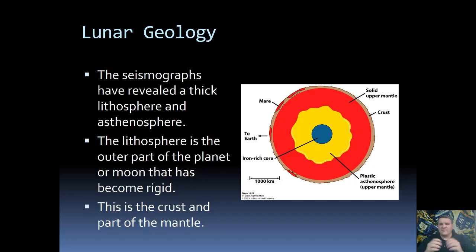The seismographs have revealed that the moon has a very thick lithosphere and asthenosphere. The lithosphere is the part of the moon that is rigid. Asthenosphere is solid but plastic. Remember, plastic means moldable. Solid but moldable.